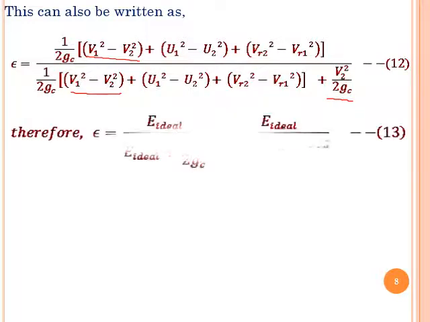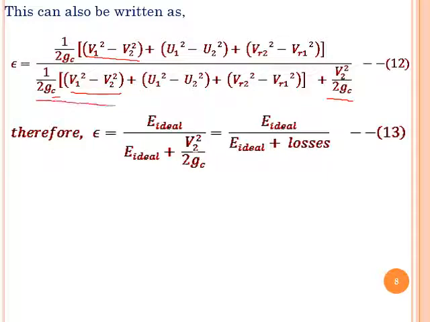So now, therefore, the utilization factor is given by the energy ideal to the total, which is taken as energy ideal plus V2 square by 2 Gc, called losses. So this expression becomes energy ideal to the summation of energy ideal plus losses. That is expression number 13, the expression for utilization factor.